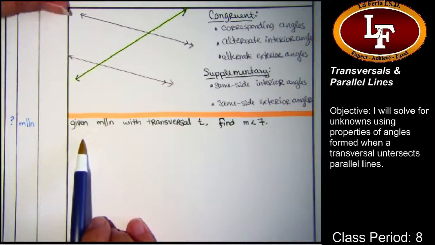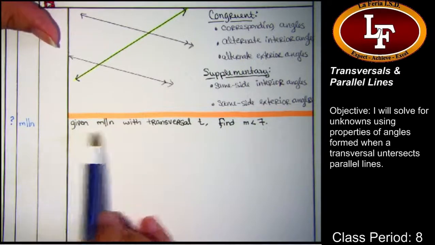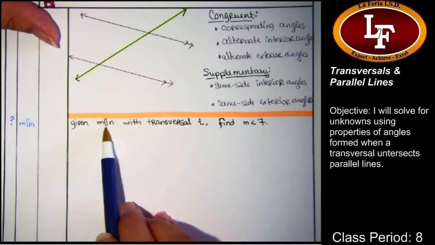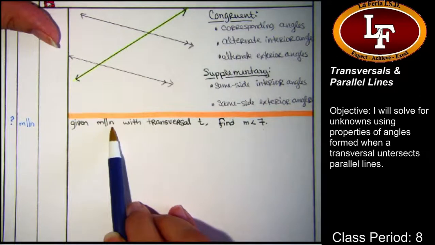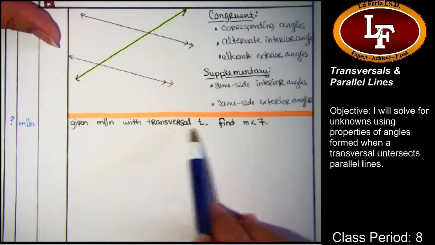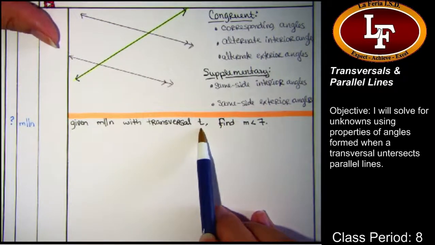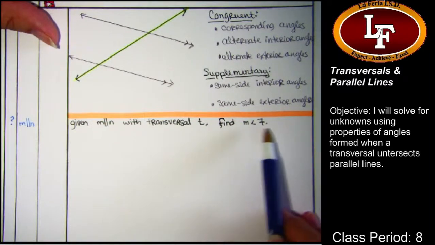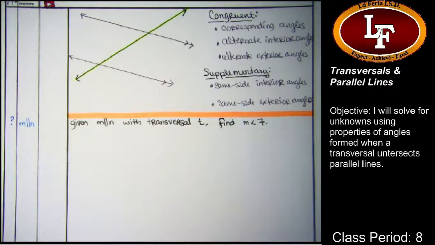Ready? Here we go. Given line M is parallel to line N with transversal line T, find the measure of angle 7. If that helped and you have answered all of your questions, give me a thumbs up. If you still have a question written, I want a thumbs down. Go.